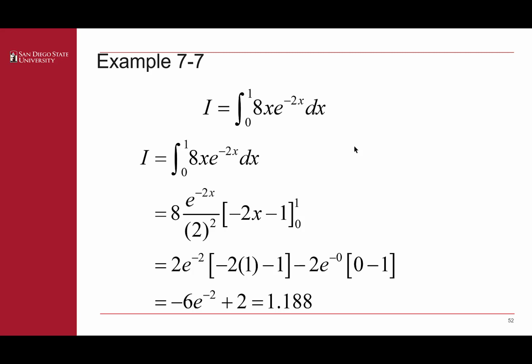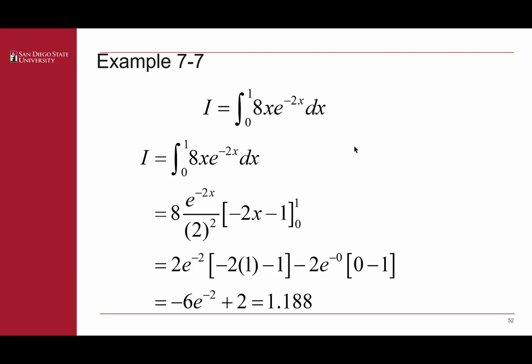And now we should calculate this function 2 times, first using 1 and then using 0 as the value of x. Then we will get 2 times e to the minus 2 times, inside the brackets, minus 2 times 1 minus 1, outside the brackets, minus 2 times e to the minus 0 times, inside the parentheses, 0 minus 1.